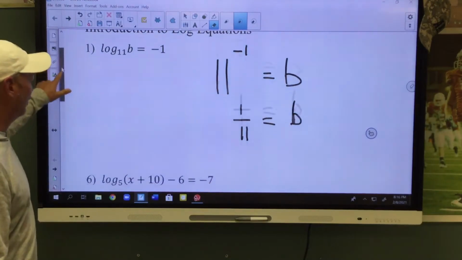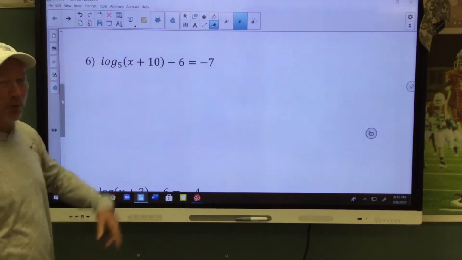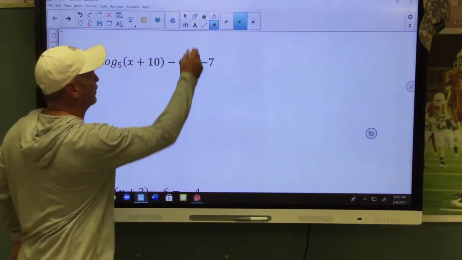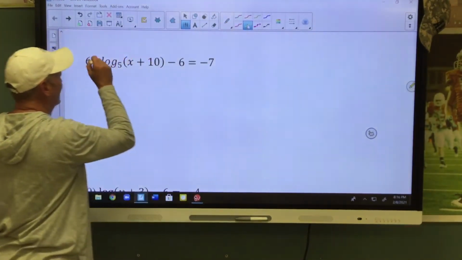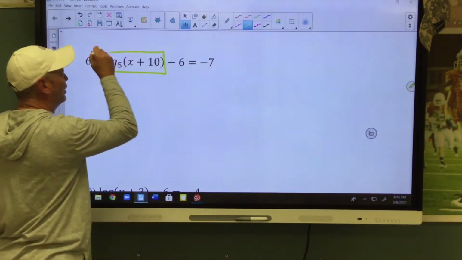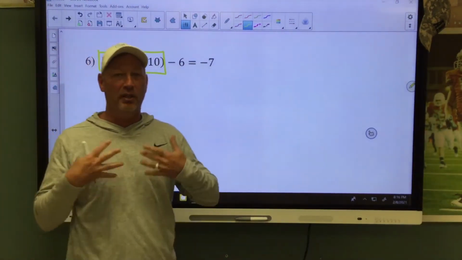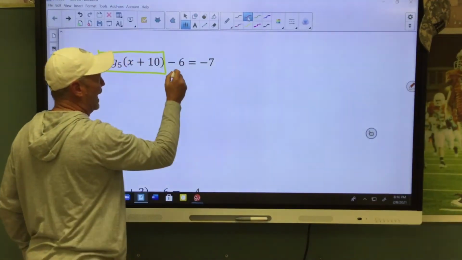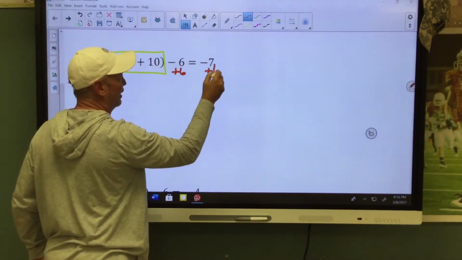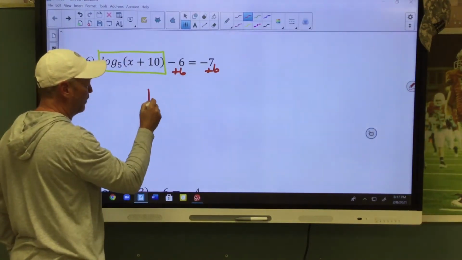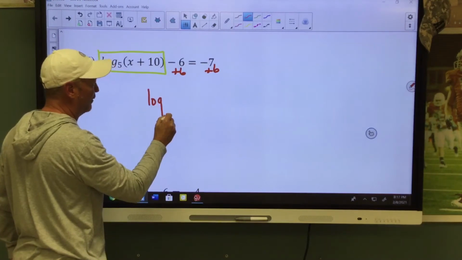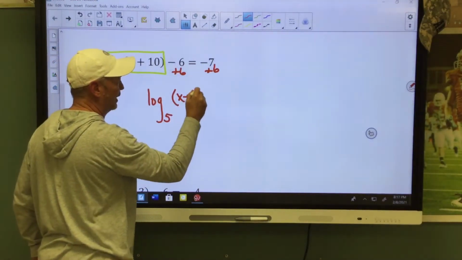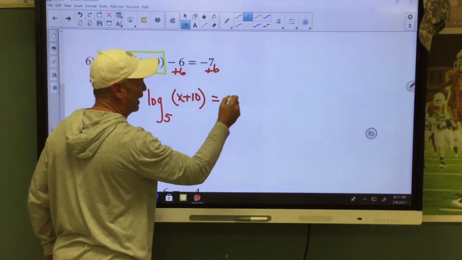Okay, let's look at another problem. Okay, a little bit more. We want to get the log portion by itself. This is what we would like to get by itself. So we're going to move some stuff, and then we're going to convert it to exponential form. Okay, so what I would like for you to do is we're going to add 6. You're going to say log base 5 of x plus 10 equals, when you add 6, you're going to get a -1.